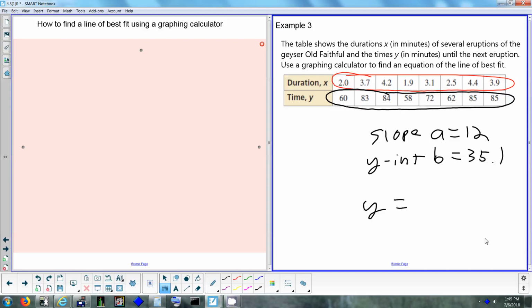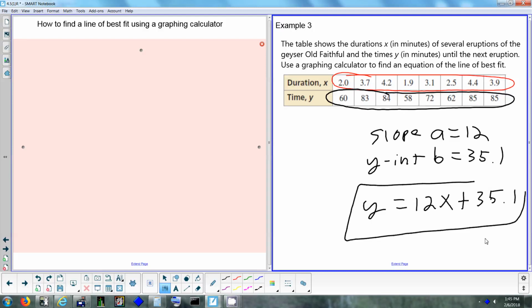Y equals, and what are we going to fill in? 12 X plus 35.1. That is the most perfect line that you can have that would go through that data. That's not a guess, that's perfect. That's the most perfect slope, that's the perfect y-intercept. You can't get it any better than that.